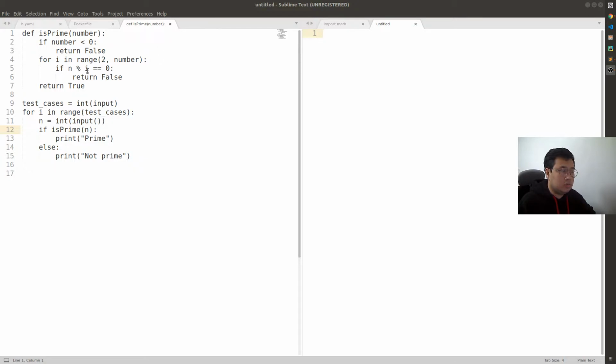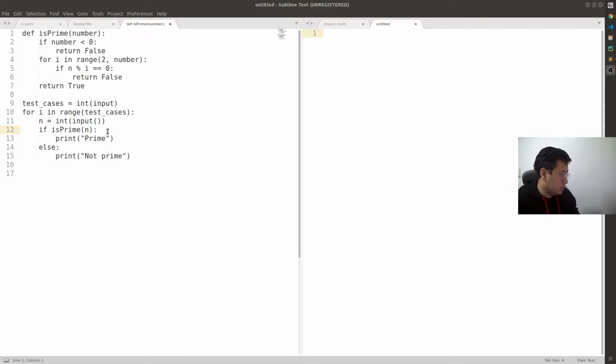Is it divisible? Can you divide it? Yes. Then return false, which means it is not a prime number. And if everything in here does not work, you say, okay, it is a prime number, so return true, and then we say, yeah, it is a prime number.